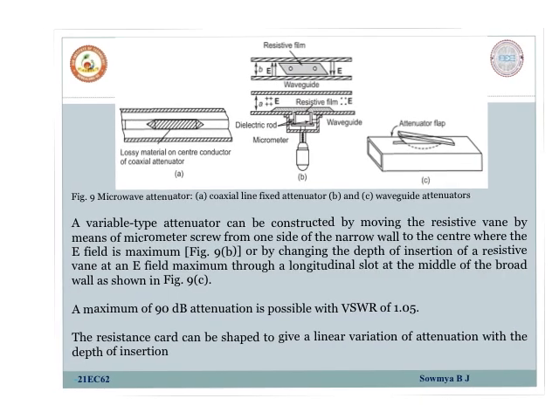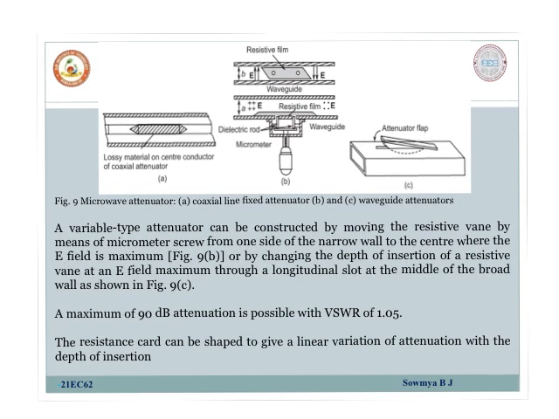Coming to the variable type attenuator, as I told, this second one can be called a variable attenuator. It can be constructed by moving the resistive vane. This is the resistor that is moved by means of a micrometer screw from one side of the narrow wall to the center, and when it is moved to the center, the E field will be maximum and the attenuation will be more.